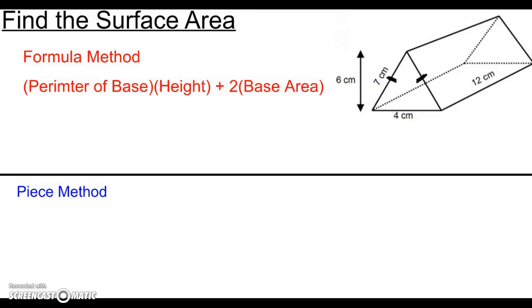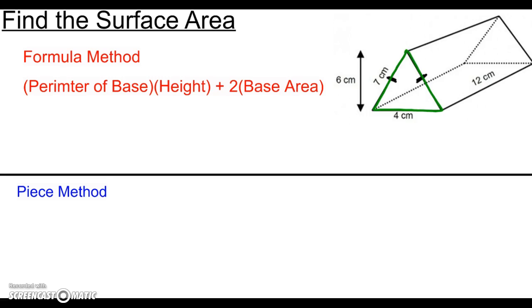Two more examples. We're going to look at a triangular prism and a cylinder. We're going to find the surface area of both of them using both methods so that you can decide which one you like better. Alright, so the formula method always requires that we find the base of our three-dimensional figure, and the base is what makes our three-dimensional figure unique.